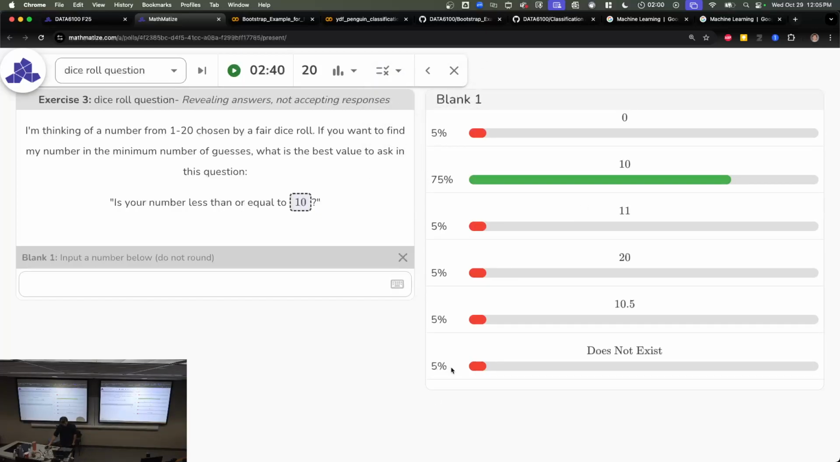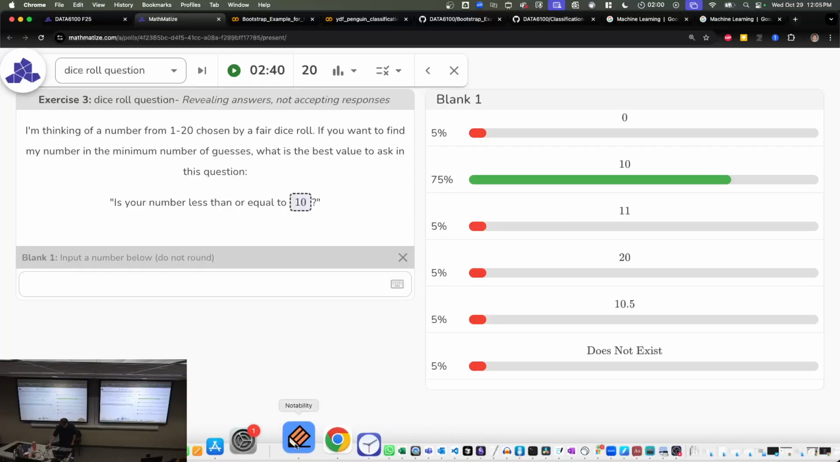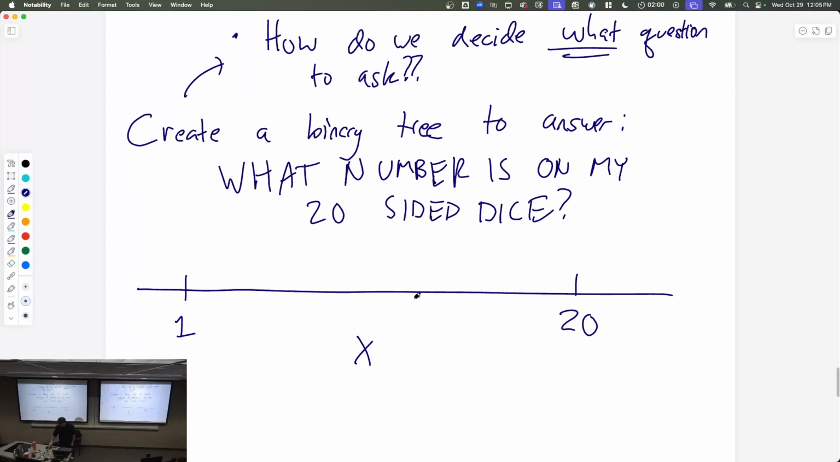Very good. If you've played 20 questions, you kind of know this idea that we want to divide it into two spots. So we have 1 to 10, and we have 11 to 20, and these are our two regions. Why did we pick 1 to 10? Well, we wanted to make them about the same size. That turns out to be the optimal thing.